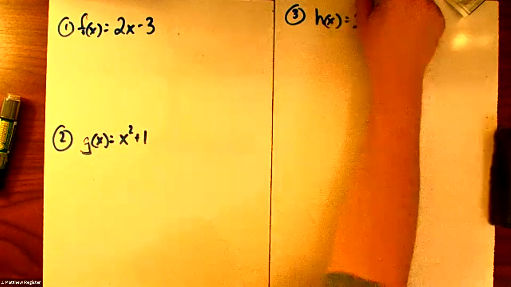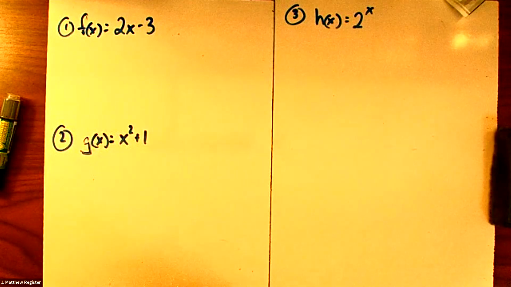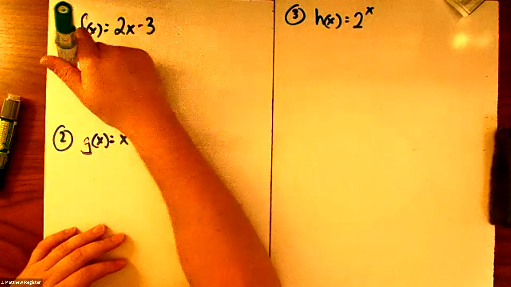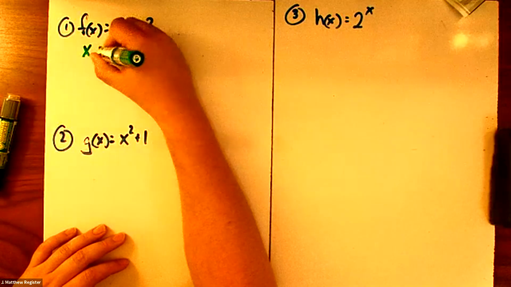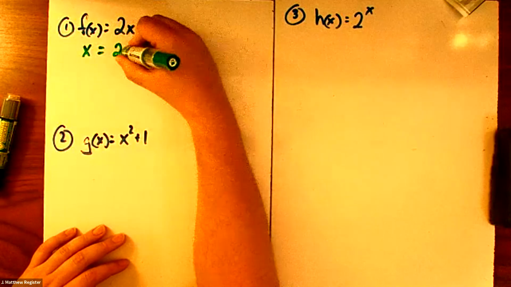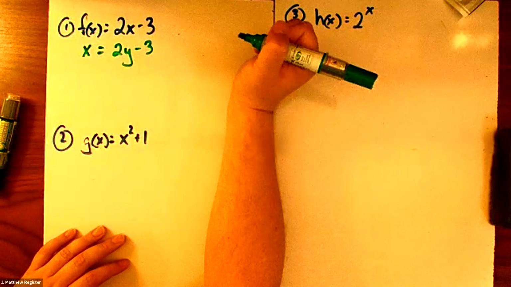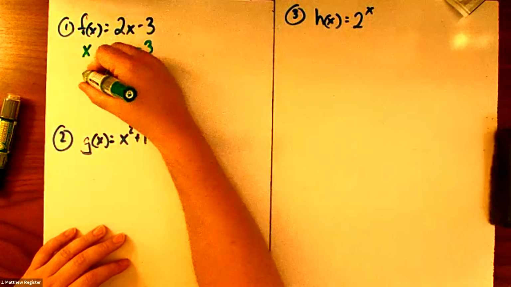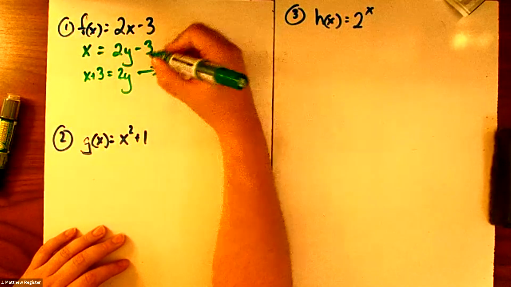To calculate the inverse, you have to switch all of the x and y values, and then just solve for y. And so in this case, we would say that our f of x starts out as our y. We replace it with x. So it's x equals 2y minus 3. Now we solve for y. So we can add 3 to both sides. And then we can divide by 2.